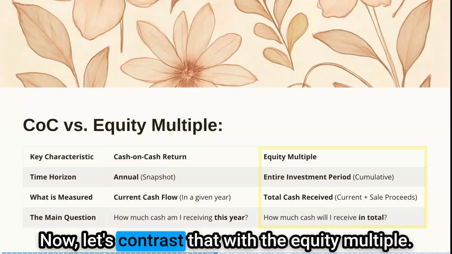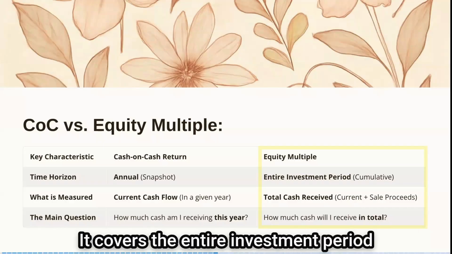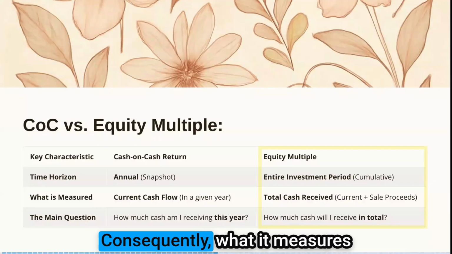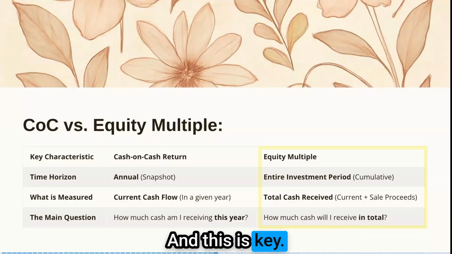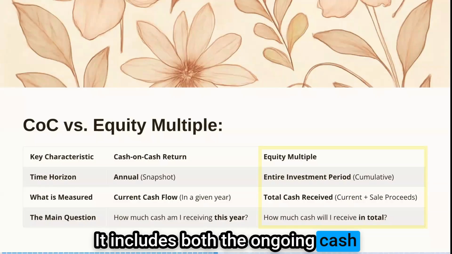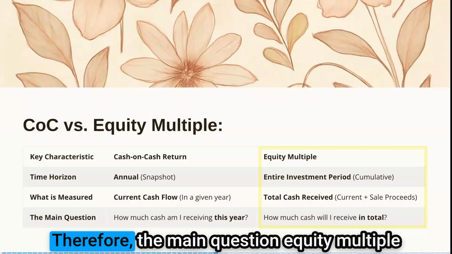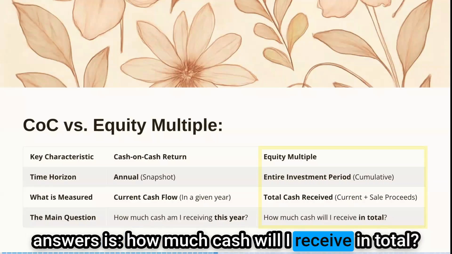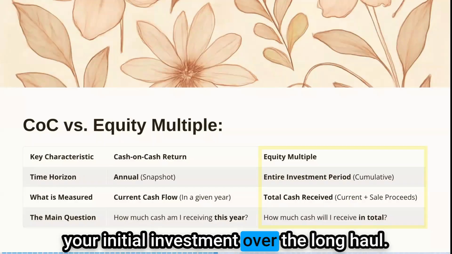Now, let's contrast that with the equity multiple. Its time horizon is completely different. It covers the entire investment period, from the day you buy to the day you sell. It's cumulative. Consequently, what it measures is the total cash received. And this is key. It includes both the ongoing cash flow and the proceeds you get when you finally sell the property. Therefore, the main question equity multiple answers is, how much cash will I receive in total? It's about the overall multiplication of your initial investment over the long haul.